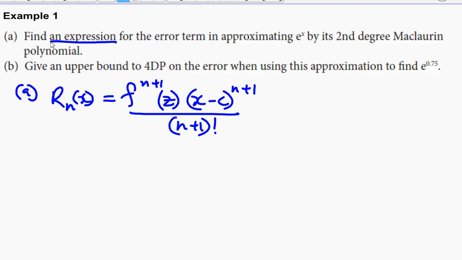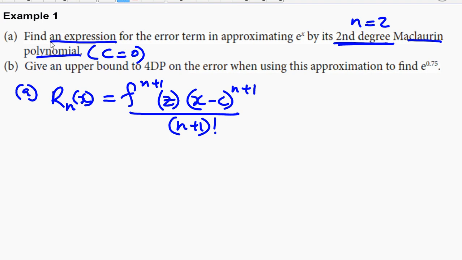Because we are finding the final expression for the error term in approximating e to power x by its second degree Maclaurin series, n is equal to 2. Those are some of the things that you need to identify. It's a Maclaurin series, which means that c is equal to 0. Okay. And then we need to find the derivatives of f of x.